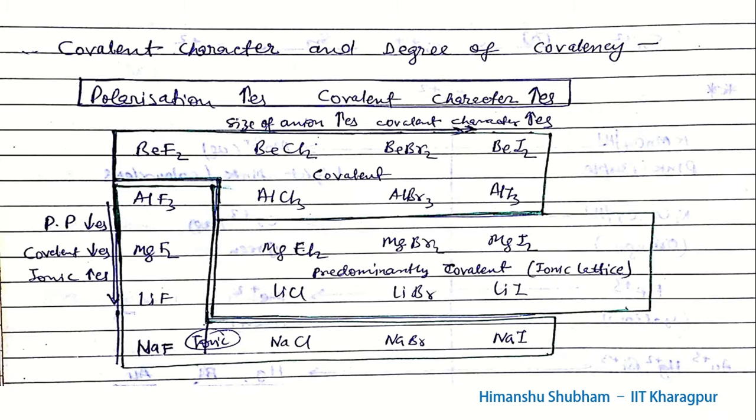So in the first slide we have the table which says which compound is covalent in nature, which compound is ionic in nature, and which compound has an ionic lattice but is predominantly covalent. This we have dealt with in maybe the types of solid video that you can see in the playlist, and so it's not worth covering it in this video again.